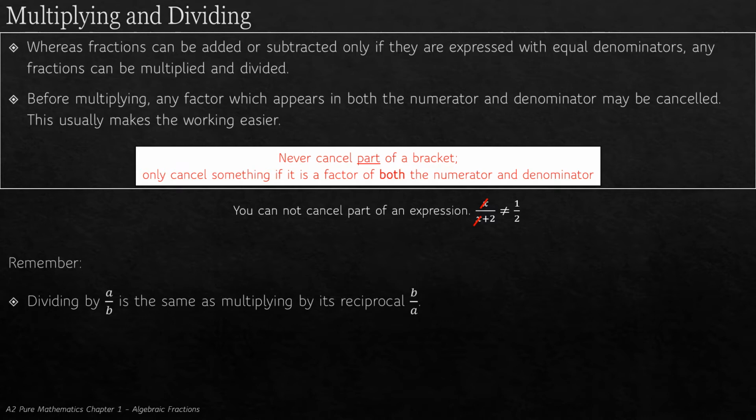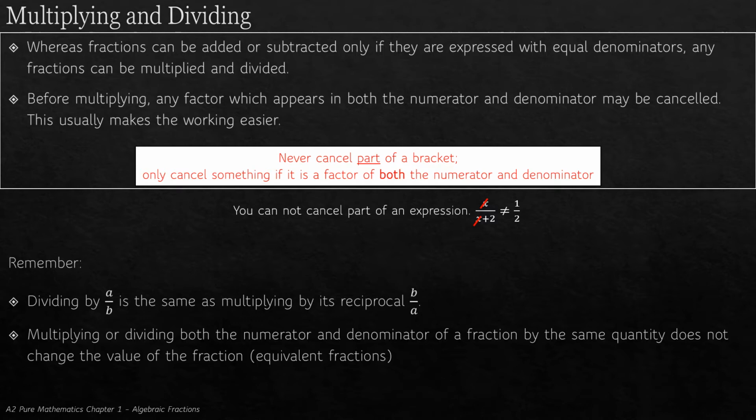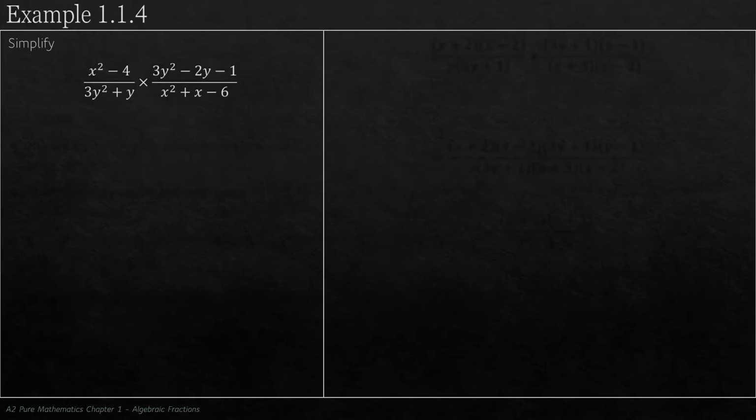So just a reminder that when you're dividing by a over b, that is the same as multiplying by its reciprocal. And if you're multiplying or dividing both the numerator and denominator of a fraction by the same quantity, it will not change the value of the fraction. So this is the same as equivalent fractions. We're going to make use of that when we have finished a question. If you substitute numbers into the original question and your final answer, you should be getting exactly the same value out. So let's have a look at this example.